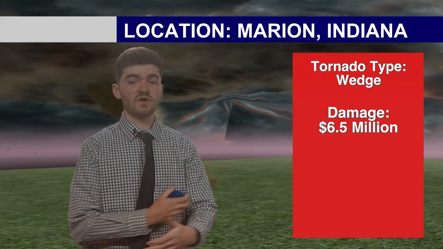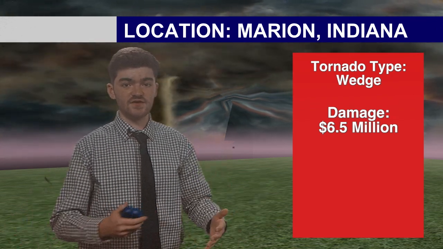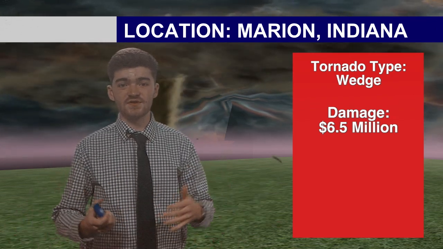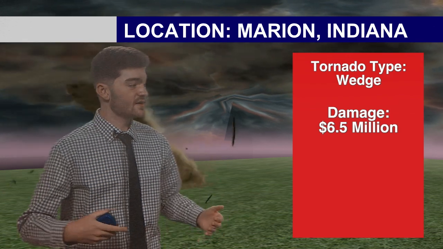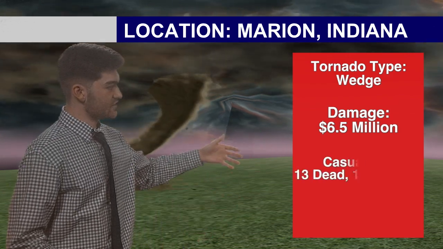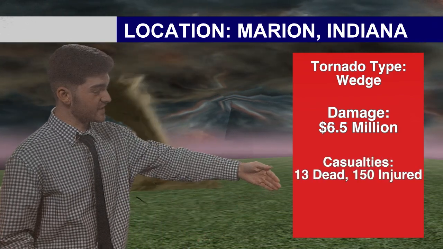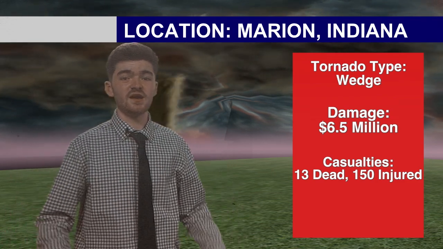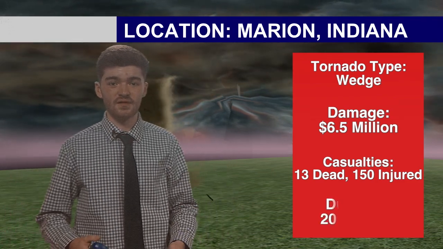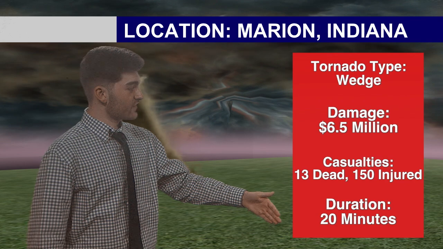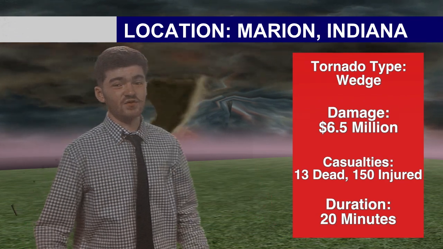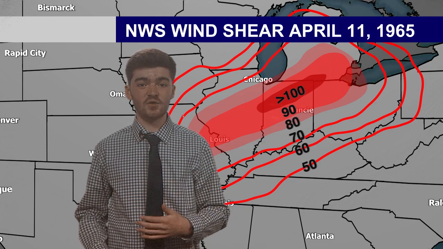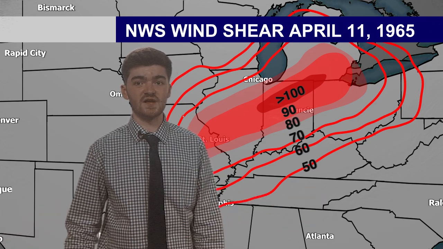And also, this tornado went straight through a city like this. Marion is not really very populated, but still, it's a densely packed area. And unfortunately, that much damage was recorded as well. And you can also see 13 were unfortunately killed and 150 were injured as well. And also, the duration of the tornado was 20 minutes long. Many of the tornadoes you saw on this day were very, very long tracked, and mainly it's due to the environment of the atmosphere that we saw on this day.